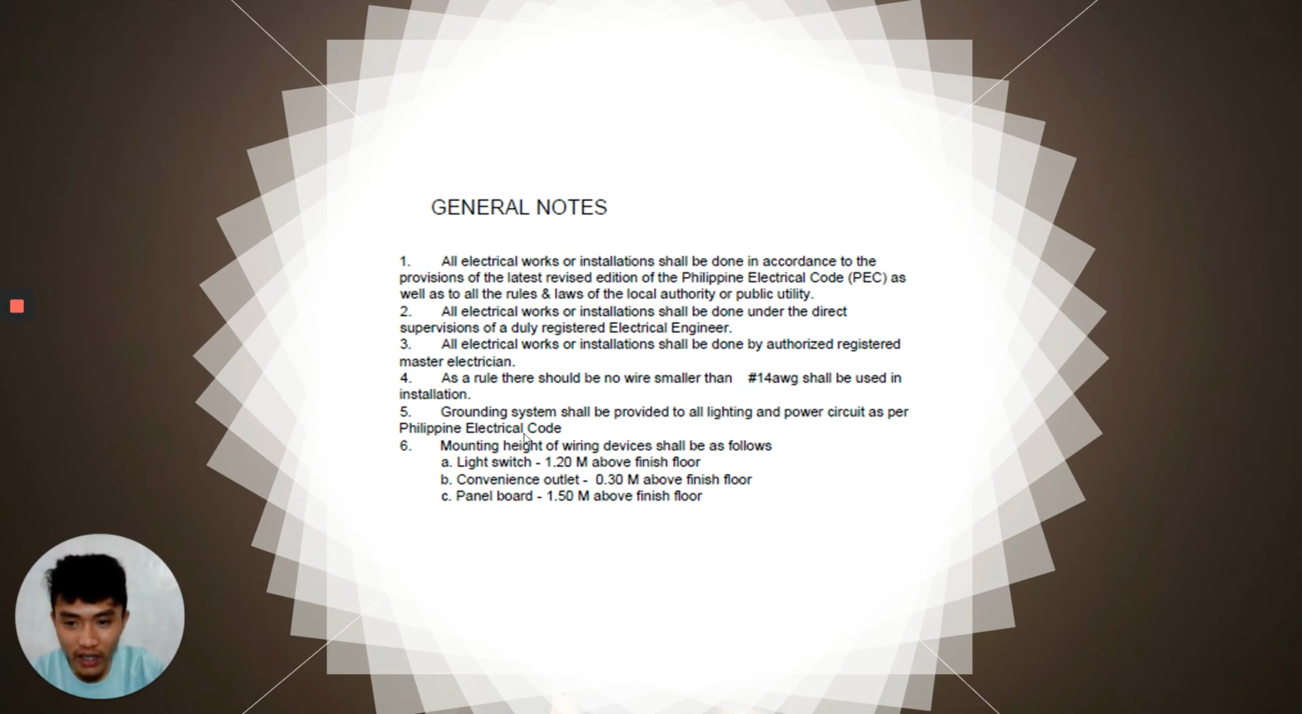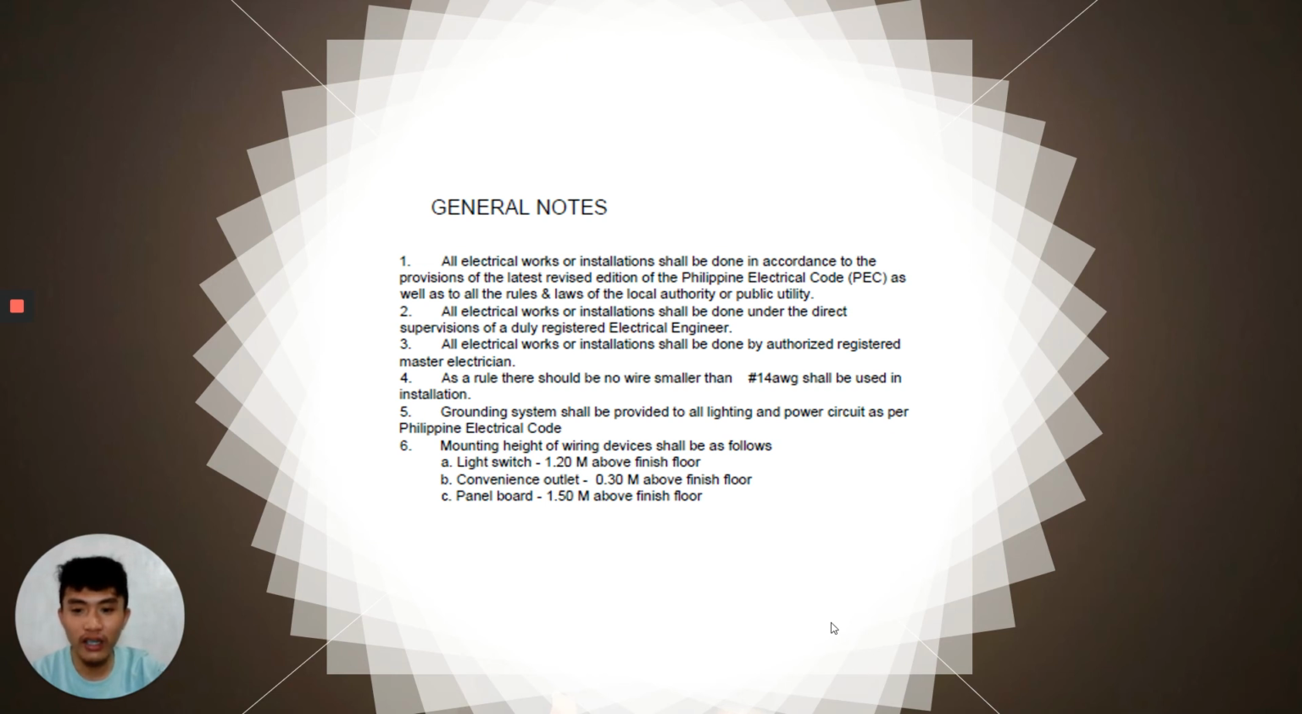As you can observe, in number 6, it says here mounting height of wiring devices shall be as follows. We have to take note that the height of the wiring devices is not indicated in the electrical plan, because an electrical plan is only the top view of the house. It does not include the perspective for the electrical layout. So it is essential that the height of the wiring devices is also indicated, because this will guide the carpenters or those people doing the construction as to the height of the switches, the outlets, and the panel board. So it is here in the general notes where we can find such things.